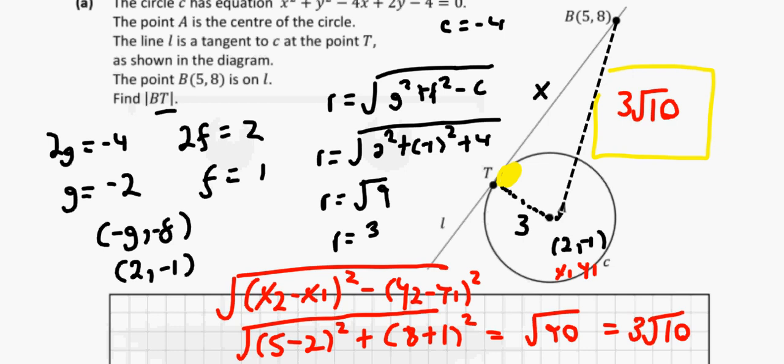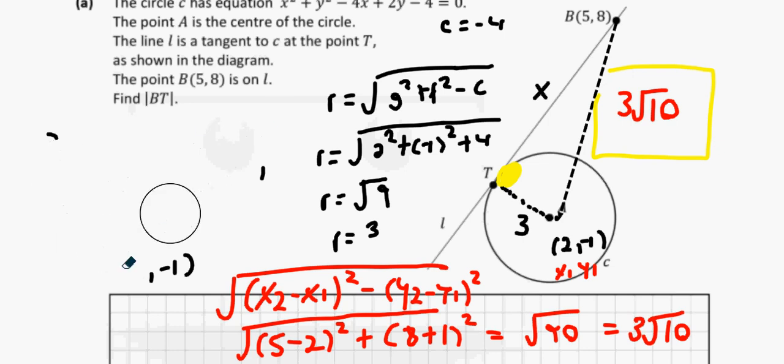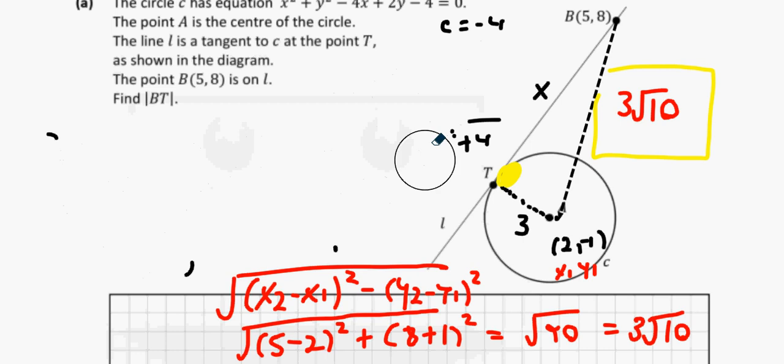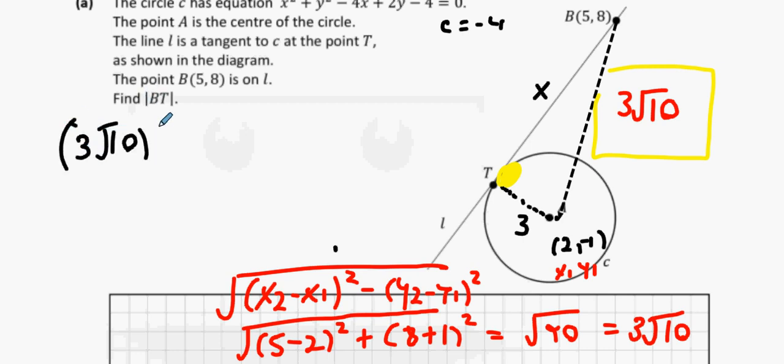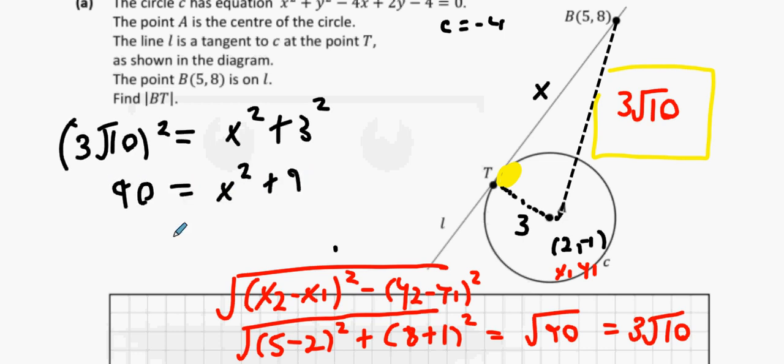So I'm just going to rub out this part up here. And what we're going to do is 3 root 10 squared equals x squared plus 3 squared. 90 equals x squared plus 9. X squared equals 81. BT equals 9. We cool with that? Right. Any questions? Cool. Alright.